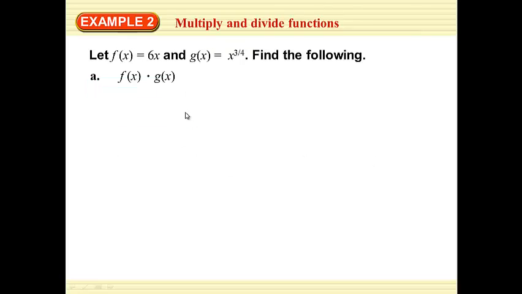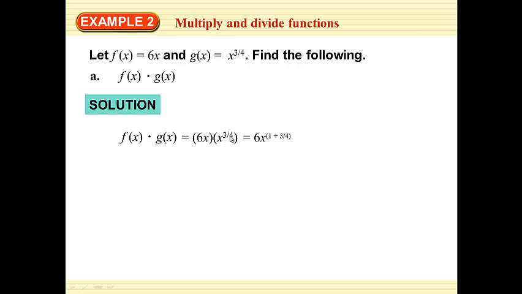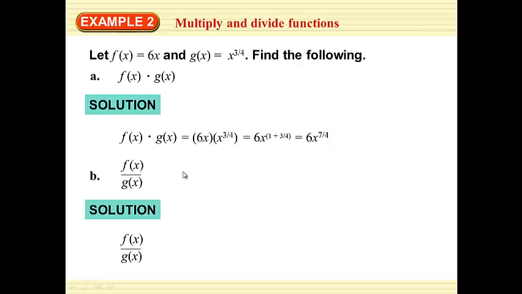Okay, here's another example. Now we want to multiply these two functions to get a new function. So when I multiply these functions together, I need to add the exponents. This is x to the 1, this is x to the 3/4. We just add those together. This would be 4/4 plus 3/4 is 7/4. Okay, division. So I got 6x over x to the 3/4. So now I'm going to subtract those exponents. 1 minus 3/4 is 1/4. 6x to the 1/4.